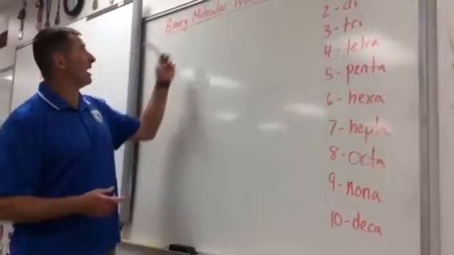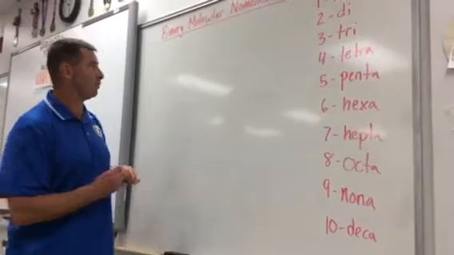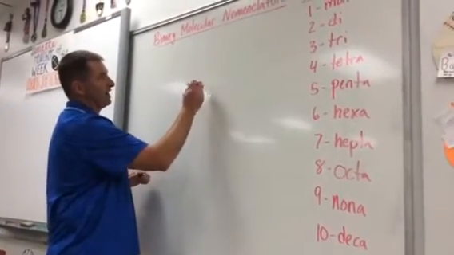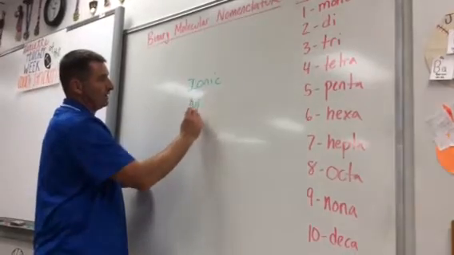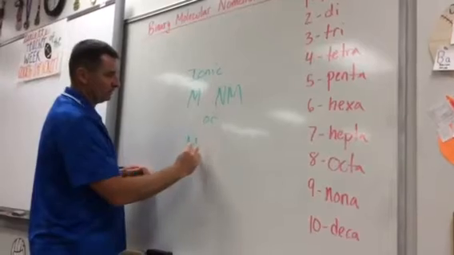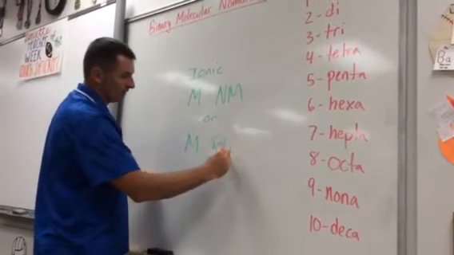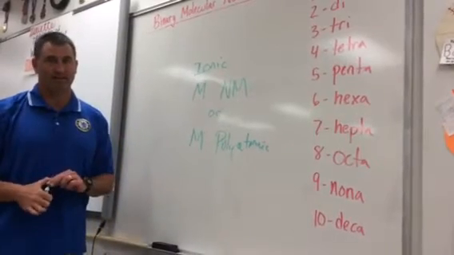All right, y'all, we're going to talk about binary molecular nomenclature today. What we've done so far up to this point is we've talked about binary ionic. And with ionic, we had a metal and a nonmetal, or a metal and a polyatomic ion. All right, so we need to switch our thought process today.